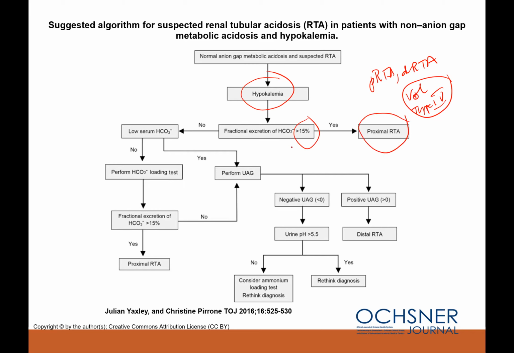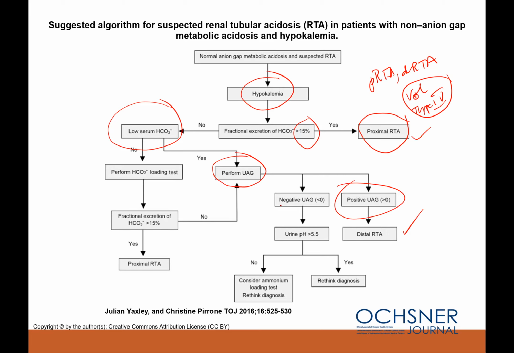If the fractional bicarbonate excretion is not 15% but much lesser, then what is my serum bicarbonate? We expect in acidosis the serum bicarbonate to be lower. Yes, it is lower. Then you do the urine anion gap. If the urine anion gap is positive, of course it is distal RTA. So proximal RTA is over, distal RTA is over.